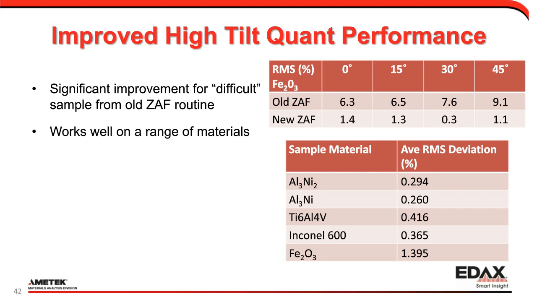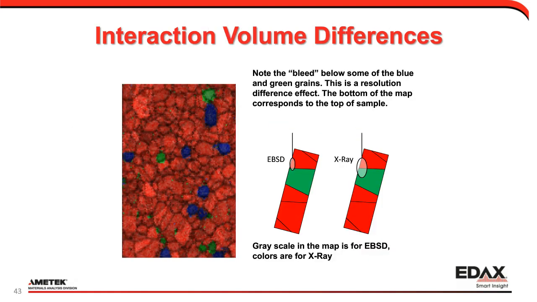So we're really happy to say not only can we collect data, not only can we use data at high tilt, we can actually quantify it at high tilts with pretty good accuracy. Now, when we are tilted, there's some other issues to be aware of. Our interaction volumes are a little bit different.